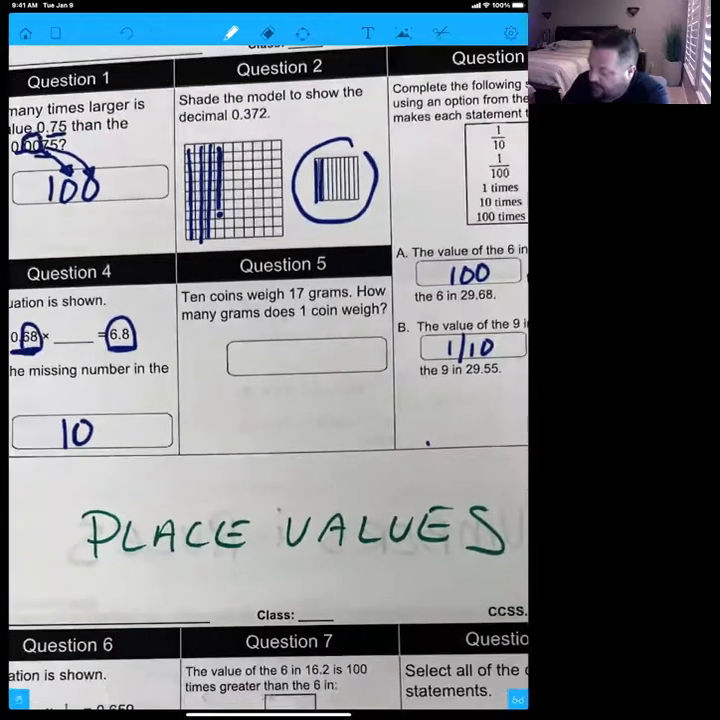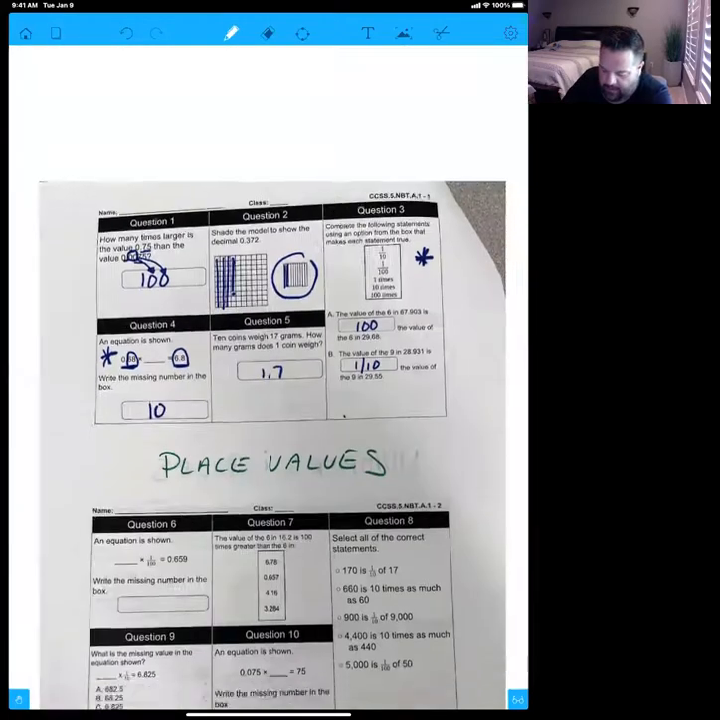Do number 5. Number 5 comes out as 1.7. That's essentially moving the decimal 1 point to get a little bit smaller, right?